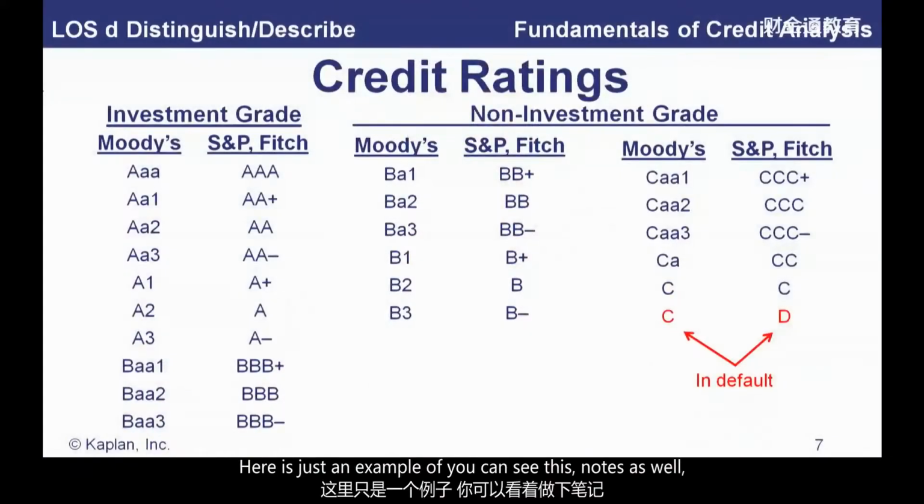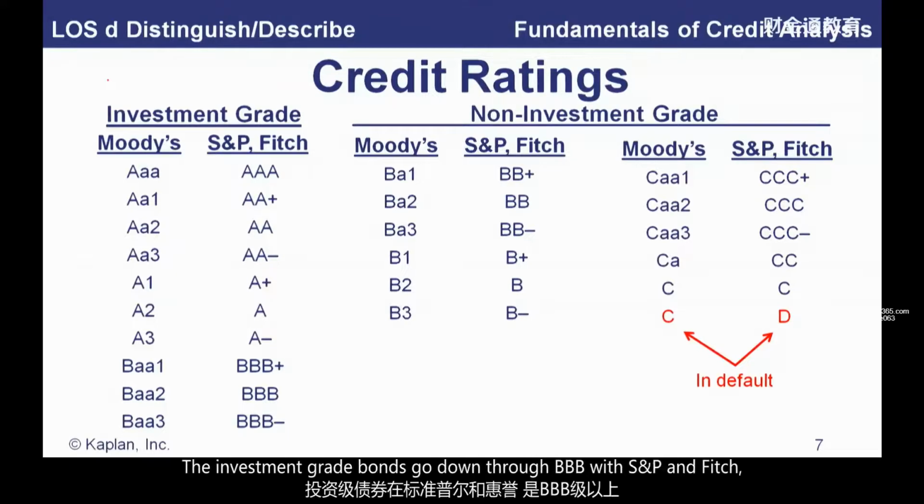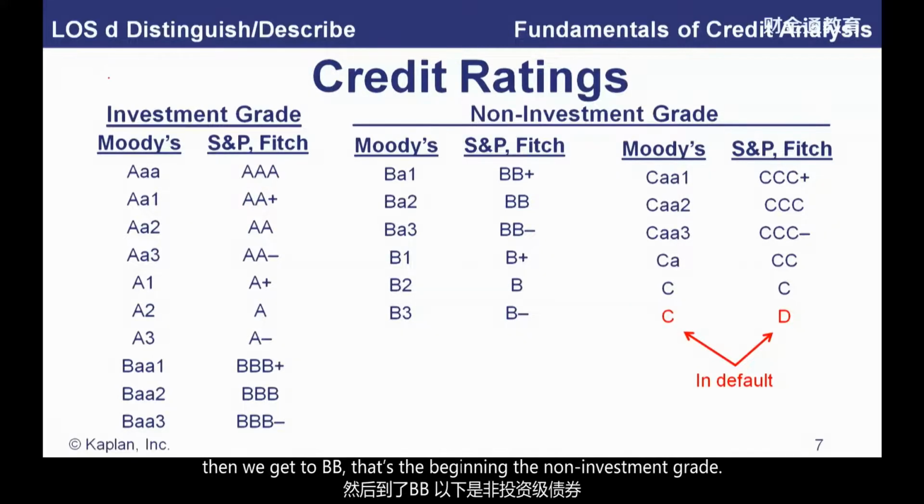Here's just an example. I think you've seen this in the notes as well. You should familiarize yourself with this, and also the difference between investment grade and non-investment grade. Non-investment grade, sometimes called high-yield bonds, sometimes called junk bonds, but they're certainly called high-yield bonds by those that are trying to sell them. So investment-grade bonds go down through triple B with S&P and Fitch, and then we get to double B, and that's the beginning of the non-investment grade.